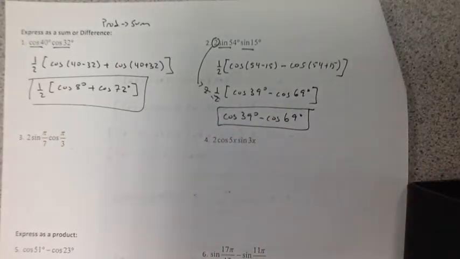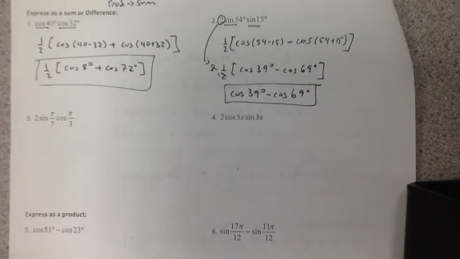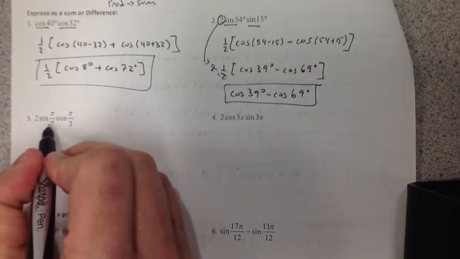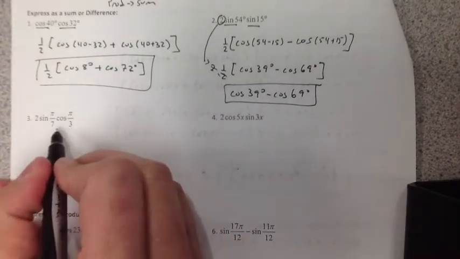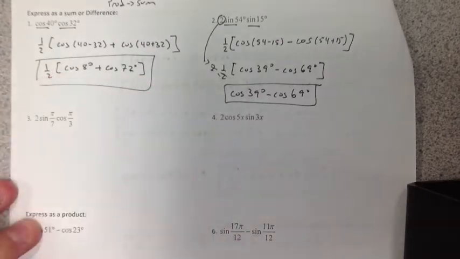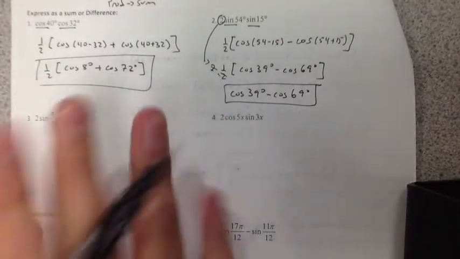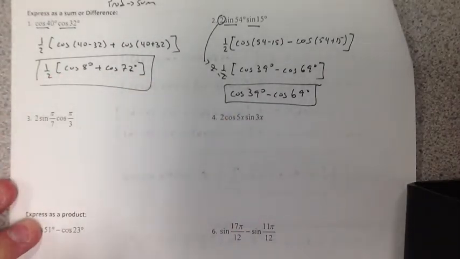All right, now, for number 3, oh no, radians. Oh no, radians do make it a little bit harder, because we're going to have to add and subtract fractions. But the idea is still the same. Here we have 2 sine of pi over 7, cosine of pi over 3. Don't simplify. That's not what we're doing here right now. We're just going to use the rules to rewrite this as a sum or difference.